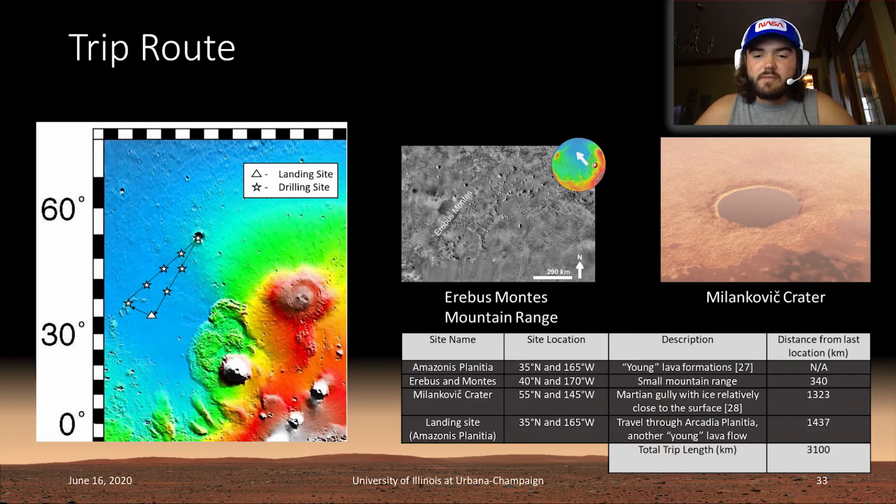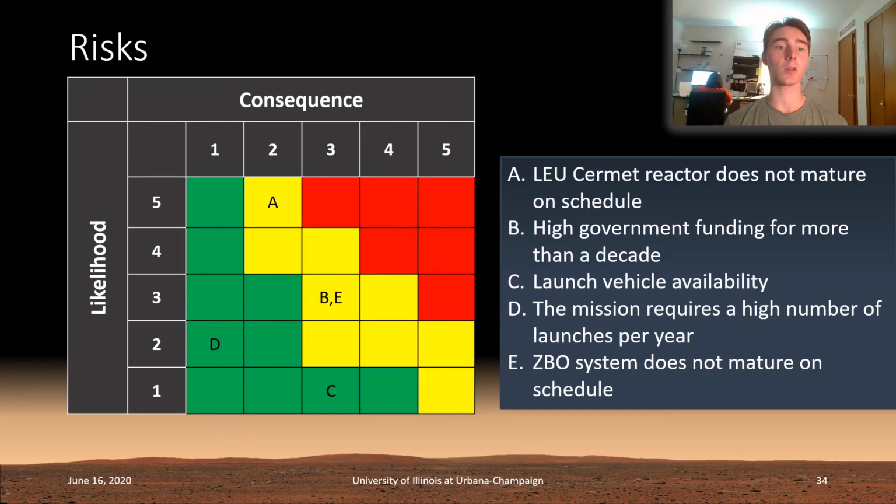On the days of driving, Rover 1 will drive for 16 hours per day, requiring an average speed of 9.68 kilometers per hour. The trip follows a triangular shape spanning parts of both Amazonis Planitia and Arcadia Planitia, making stops at both the Erebus Montes mountain range and the Milankovitch crater. On the days of drilling, 3 samples are taken at each drilling site at a minimum of 15 meters apart to prevent cross-contamination.